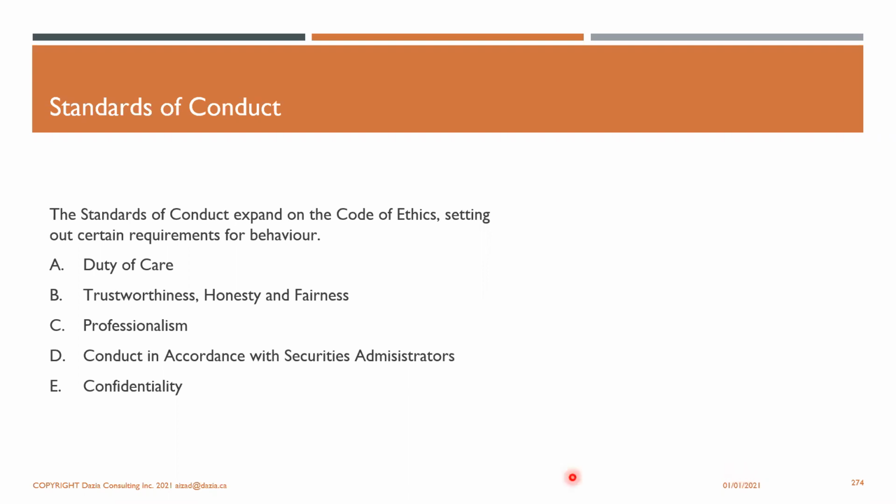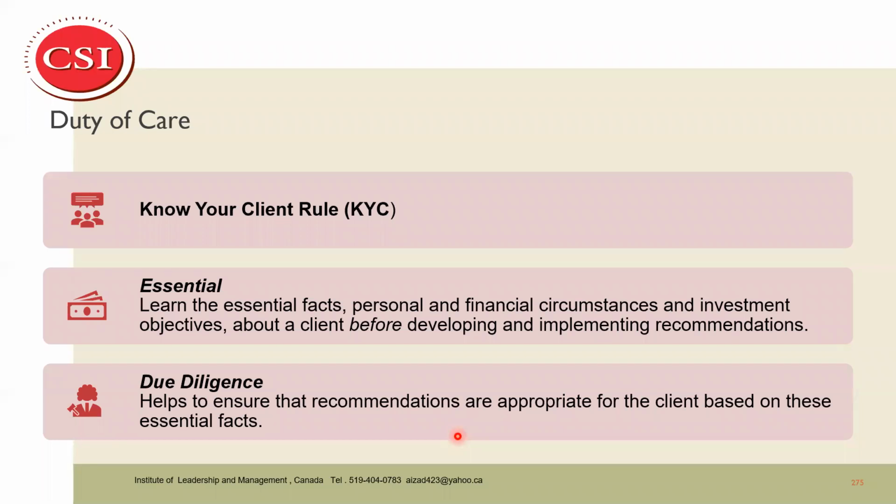They want you to make sure you know them, and they're a little bit tricky. They do overlap, but the five standards for the code of conduct are: duty of care, trustworthiness, professionalism, conduct in accordance with the securities administrators, and confidentiality. So we're going to talk a little bit more about each of them.